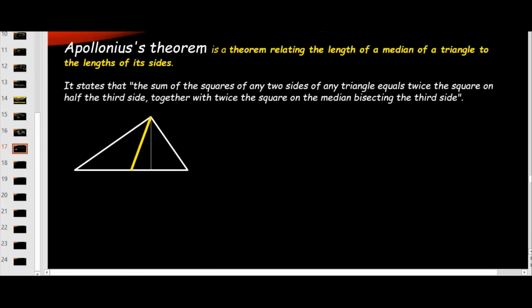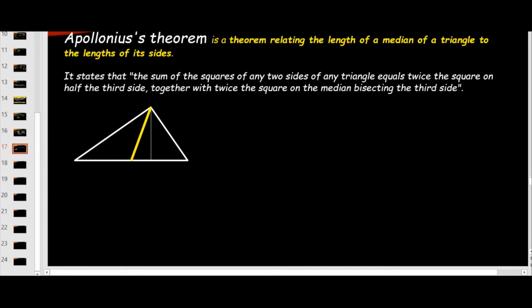Okay. So what is this Apollonius theorem? It is a theorem relating the length of a median of a triangle to the length of its side. So here the median means this length. If suppose this one length is given to you, when you divide it, when you make it half, the point will be somewhere here. Okay, it won't be here because this is not half. The half point is here. So we are going to discuss about this yellow line. This line which I have drawn in yellow color, that is the median of this triangle.